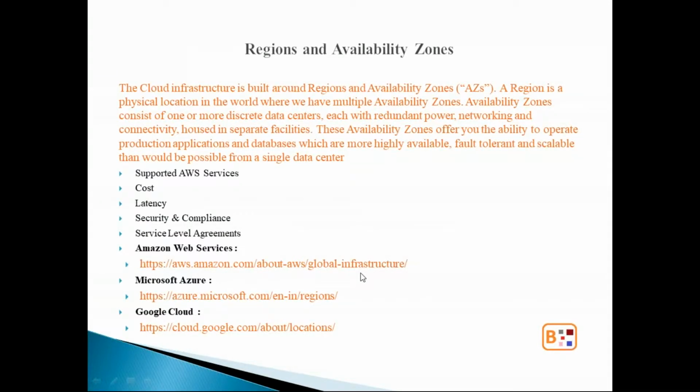Region and availability zone. Every cloud provider has regions. A region is nothing but a physical location or geographical area. I discussed with you regarding the cloud. Cloud is data centers. Multiple data centers come under an availability zone, and multiple availability zones come under the region. A region is a geographical area or physical location.